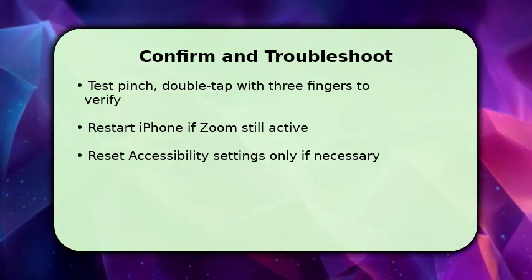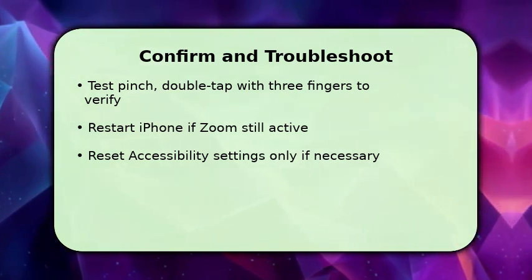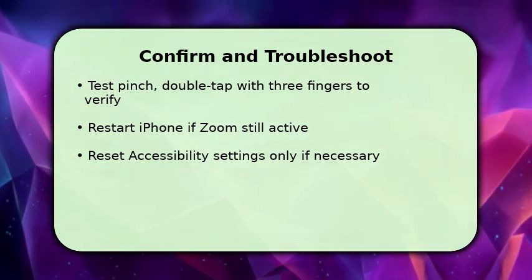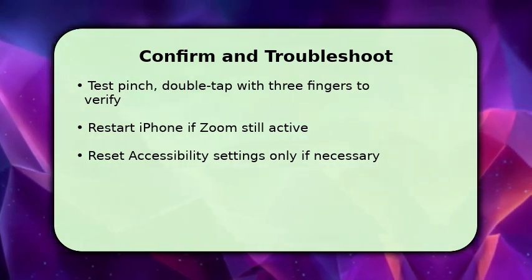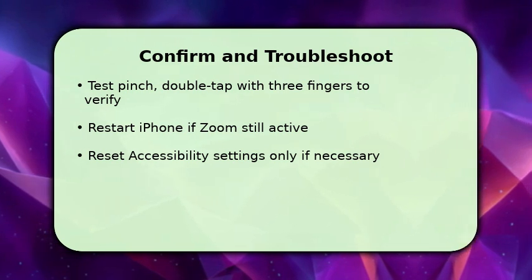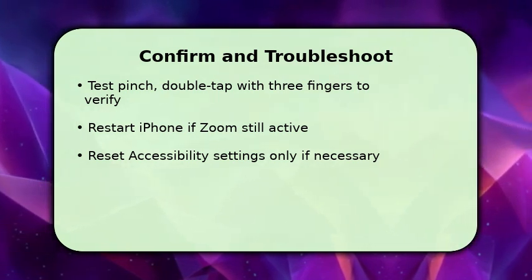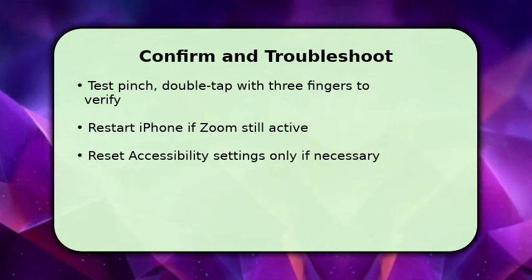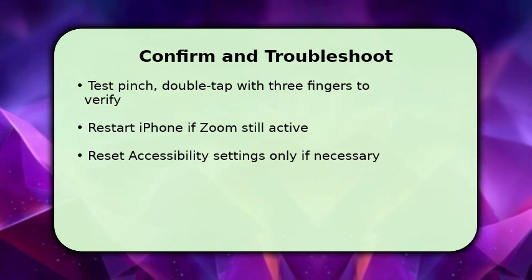If zoom persists, restart your iPhone to clear any cache state. A reboot often resolves stuck toggles. If problems continue, open Settings Accessibility and choose Reset Accessibility Settings to restore defaults. This affects only accessibility options. Finally, make sure iOS is up to date, because software bugs can.